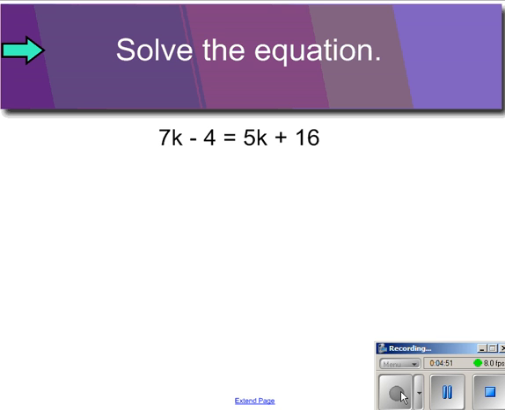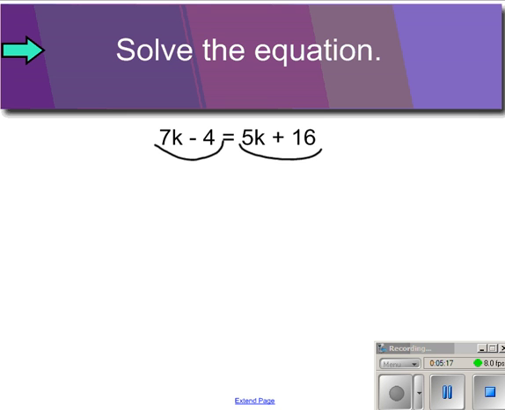Try it first on your own, and then I am going to do it step by step, walking you through each piece. Okay, here we go. First thing I'm going to do is look at my problem. I'm going to notice that I do not have any terms I can combine on this side. I do not have any terms I can combine on that side.